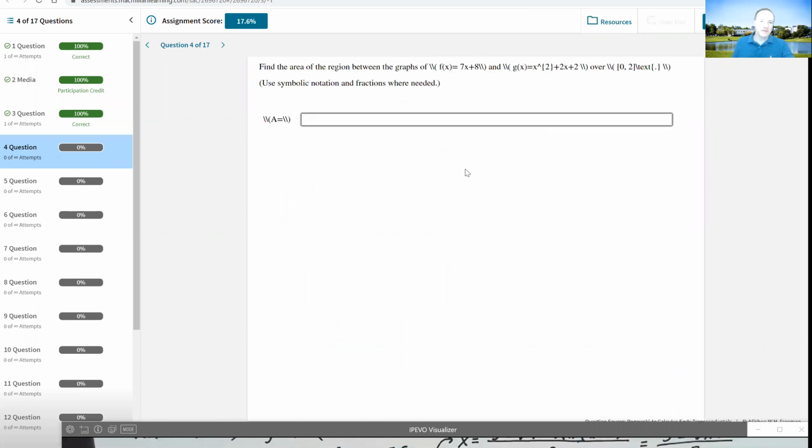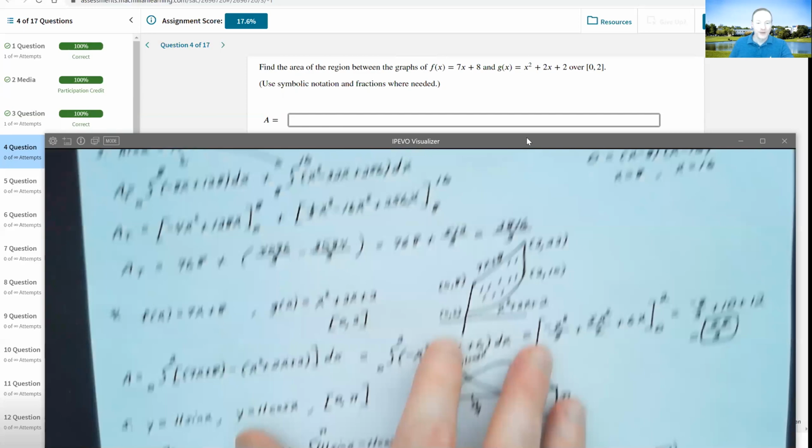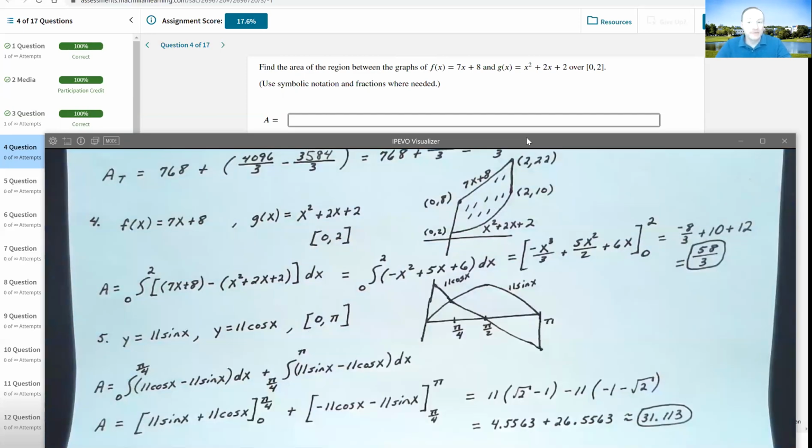Now, the next few questions will take a serious step backwards in difficulty. Number 4. Let me show you this one. 4 gives me a linear function and a quadratic function again, and it's asking me to find the area between the two. All right, so instead of finding intersection points, I don't have to worry about that. I'm given a beginning point and an ending point.